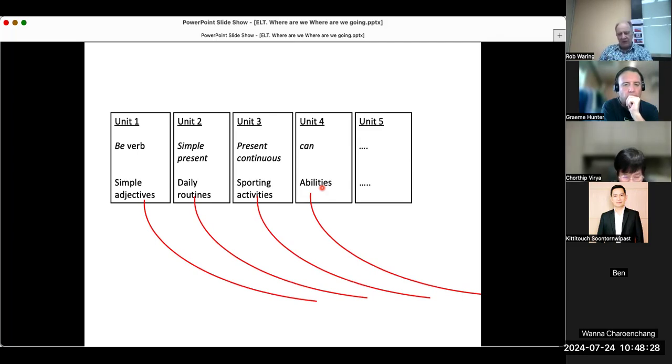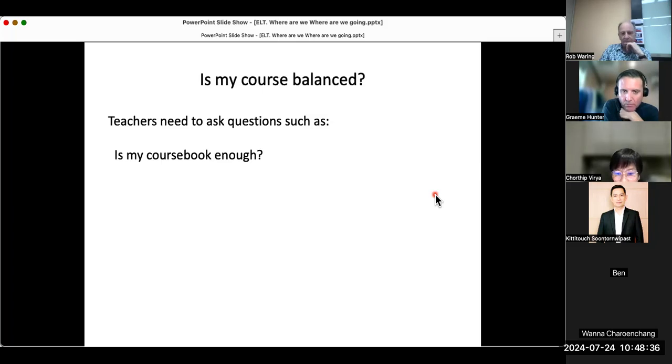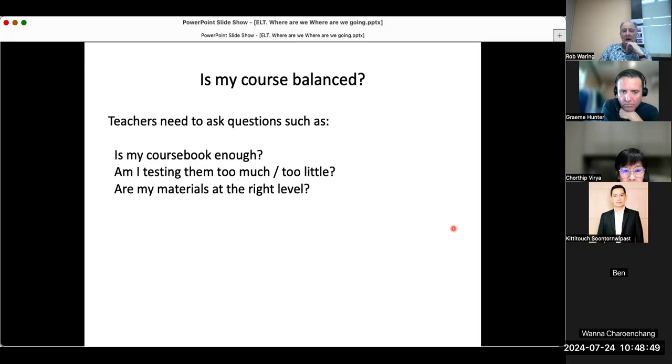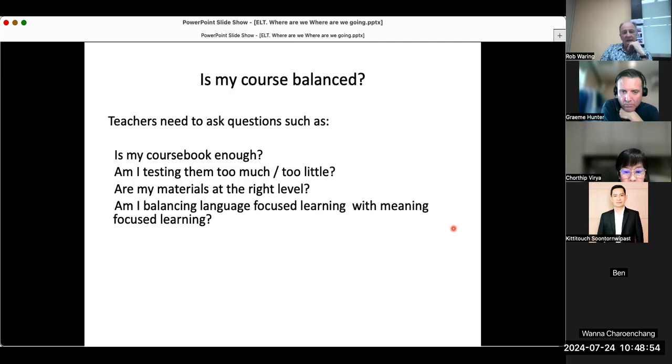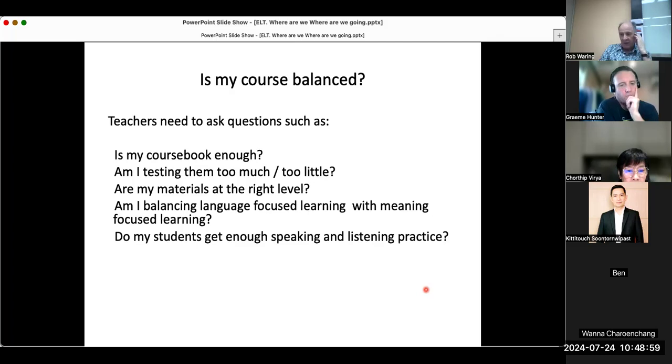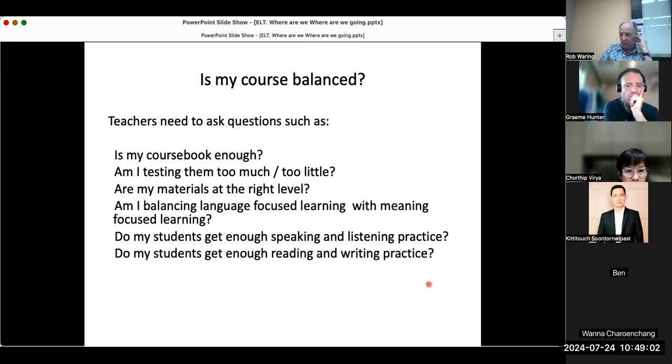And when we talk about our students and we talk about them being demotivated, this is often part of the reason why. So as a teacher, we need to look at our course books. We need to look back and see, is the course actually balanced or not? Is your course book enough? Am I testing them too much? Am I testing them too little? Are materials at the right level? A comment that was just made before. Am I balancing language-focused learning with meaning-focused learning? Do my students get enough speaking, listening practice? Do my students get enough reading and writing practice? And so on and so on, yeah.